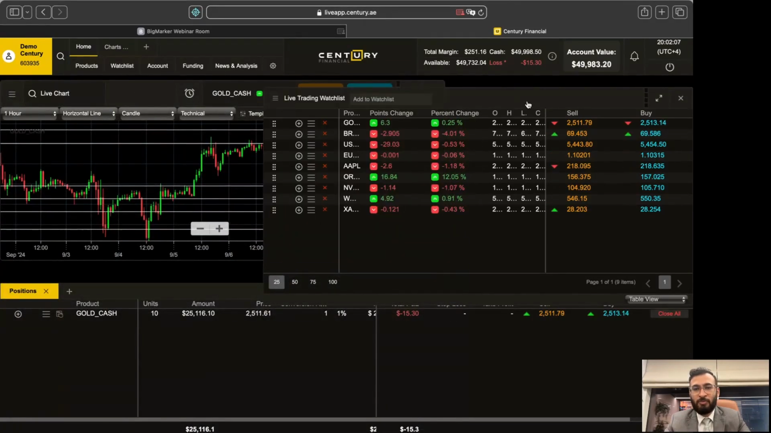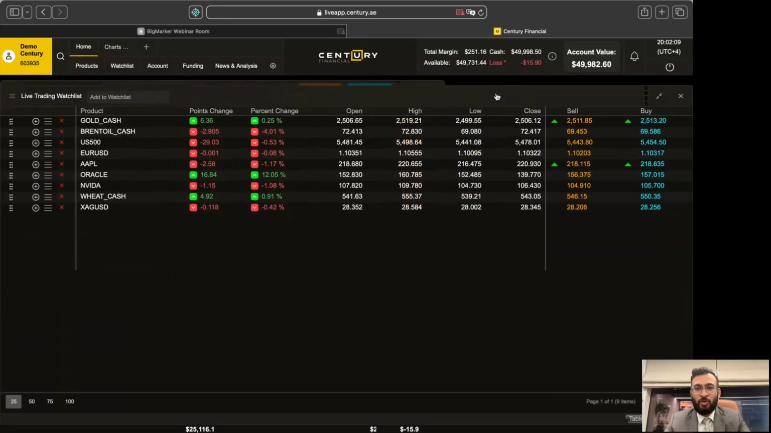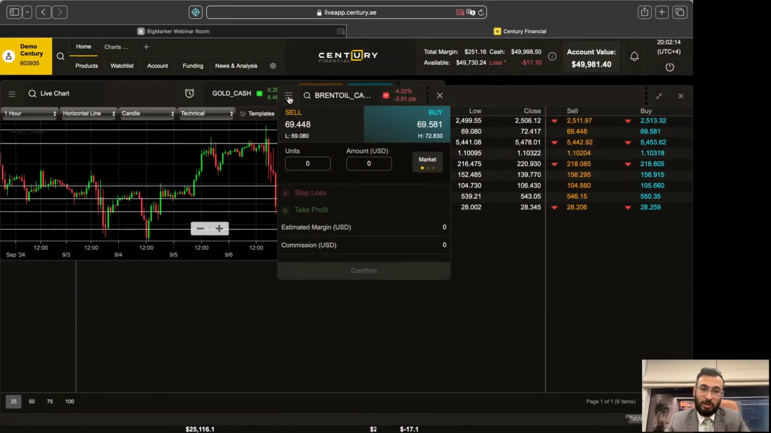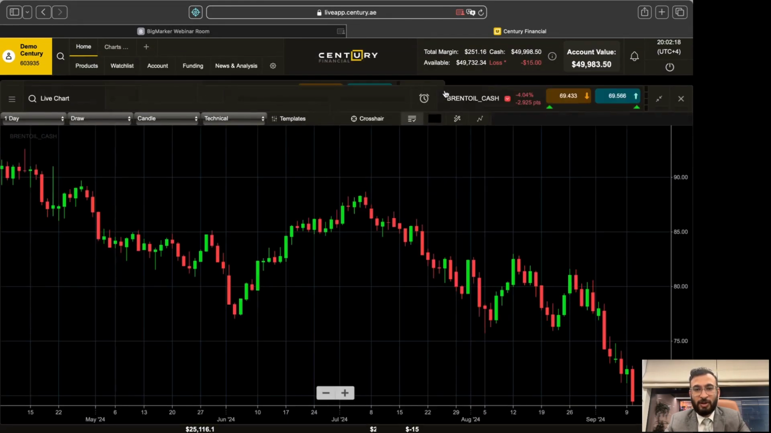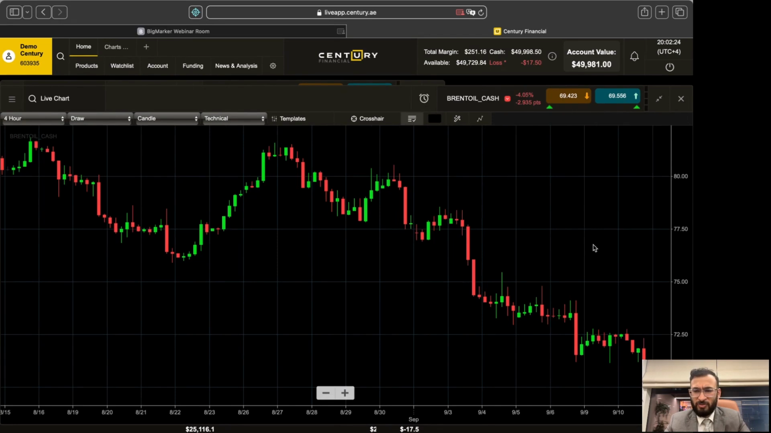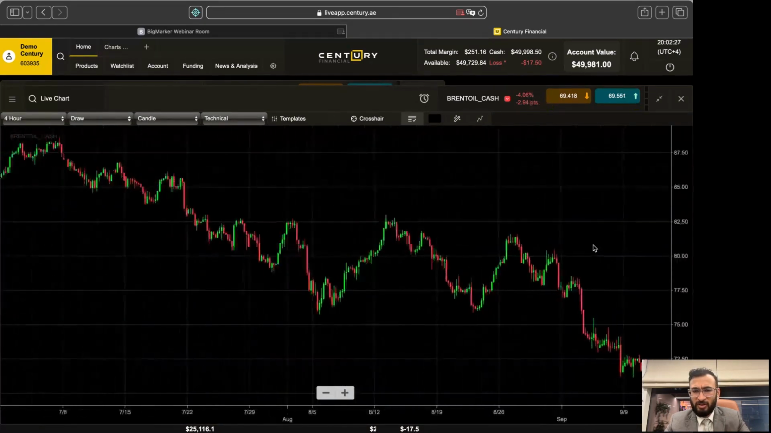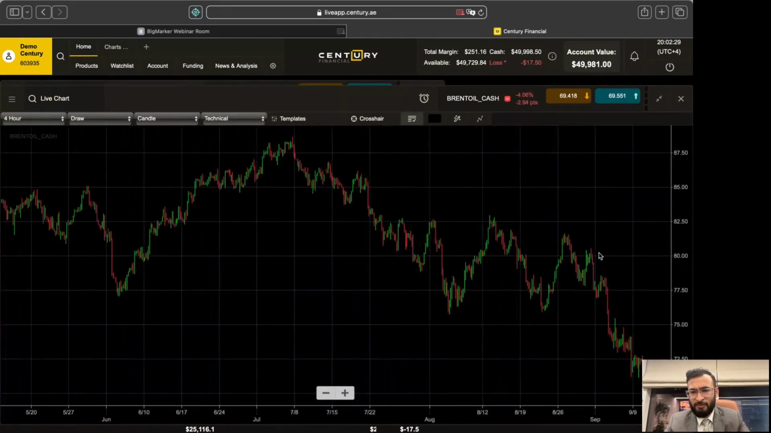Now I'm going back to my watch list to look at oil. Oil has fallen 4% today. Looks horrible at this point of time. 4% down. If you see the price of oil, look at these red candles. I'm going to show you a 4 hour candle, which will give you a slightly longer term perspective. Look at this. Oil prices have been on a decline.